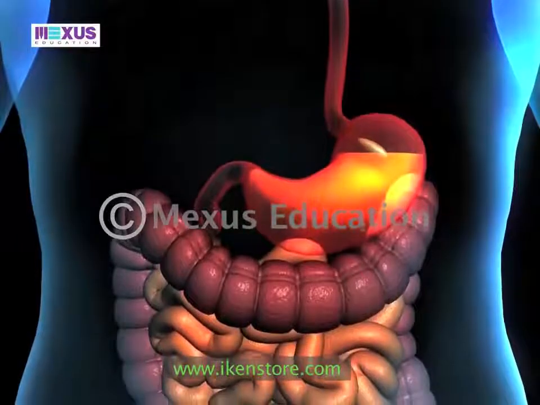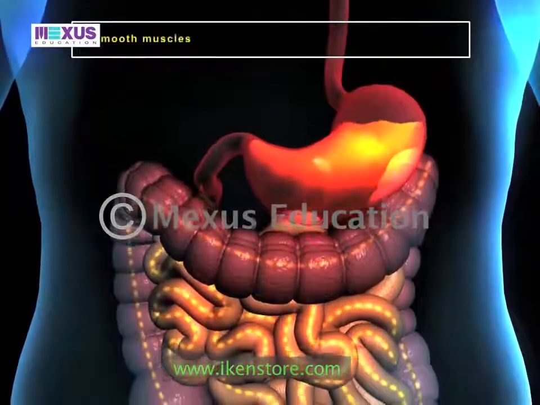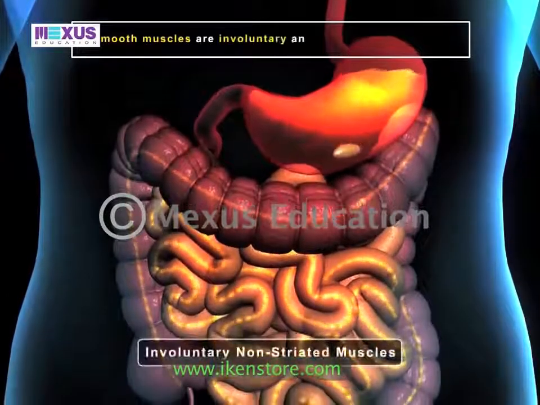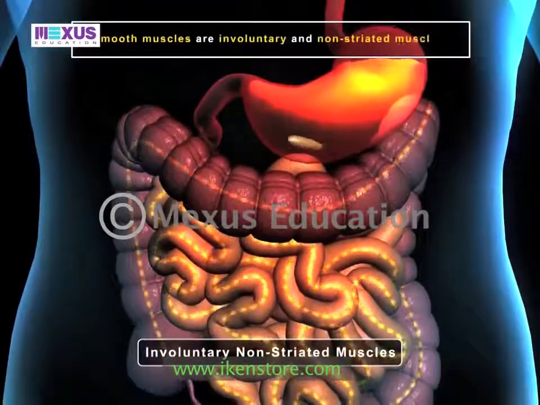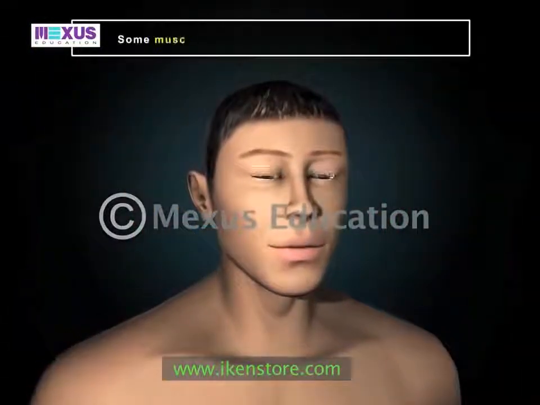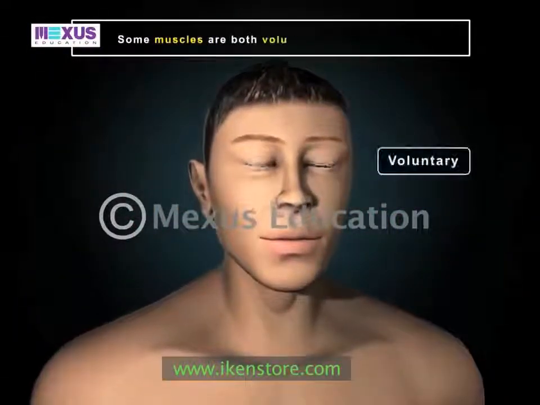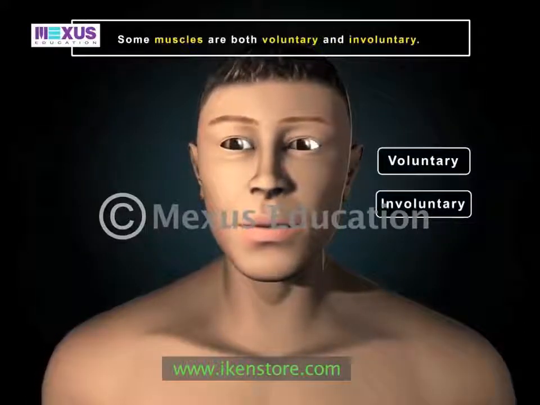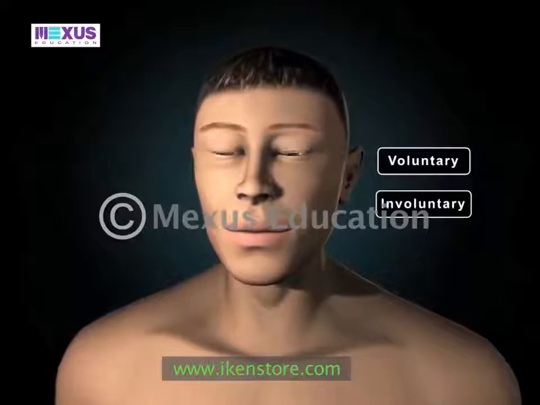Unlike skeletal muscles, smooth muscles are not under our control. They are involuntary muscles and non-striated. However, there are some muscles that are both voluntary and involuntary. The eyelids are an example of this type of muscle.